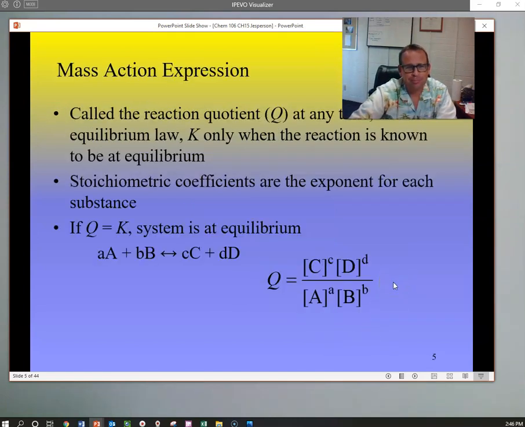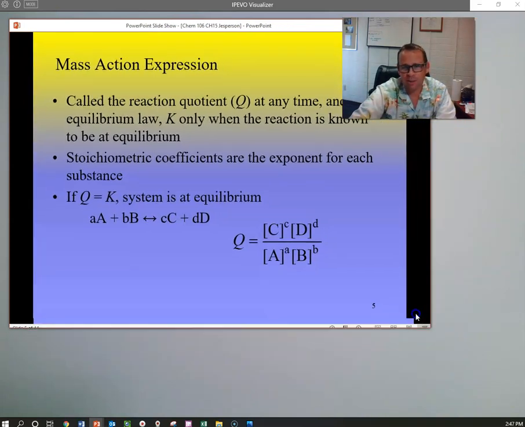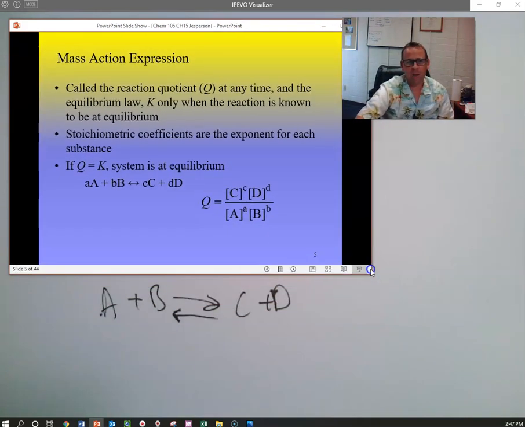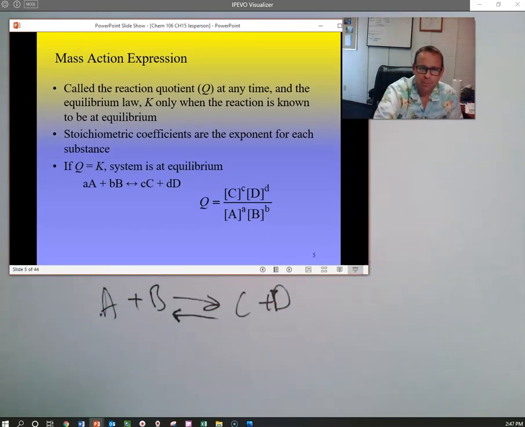Okay. Now, we want to have a way to express in a single number information to people about an equilibrium. All right? So here's a chemical reaction.